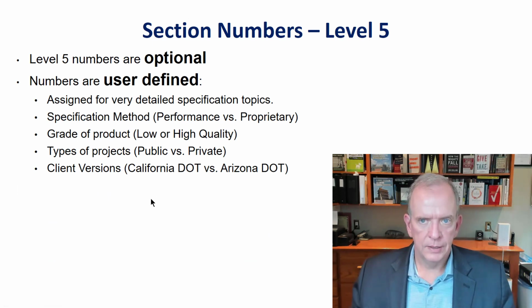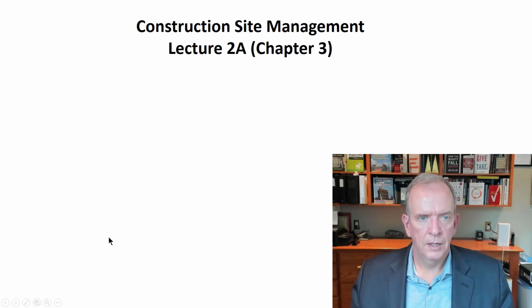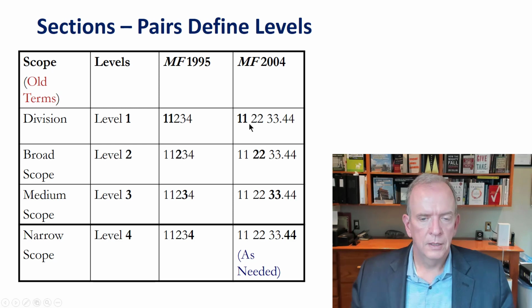Very, very detailed at level 5. Not all that often seen, but it is definitely used. So like closeout documentation, and then that might be very specific for your project. So from here, this would be under the general requirements, and then it's going more detailed from there to there to there. And all of these numbers for the first 3 levels are standard.